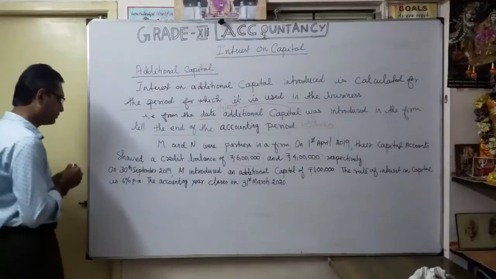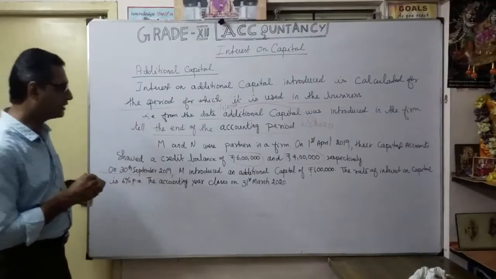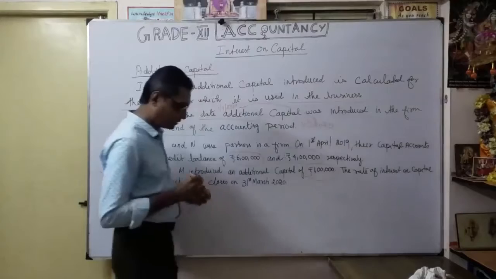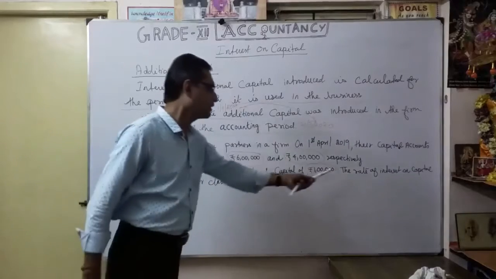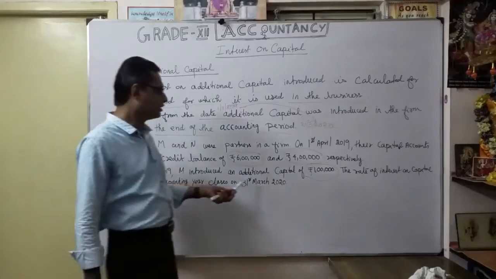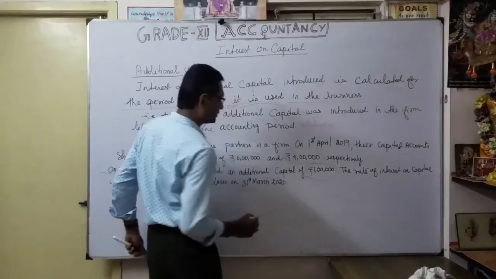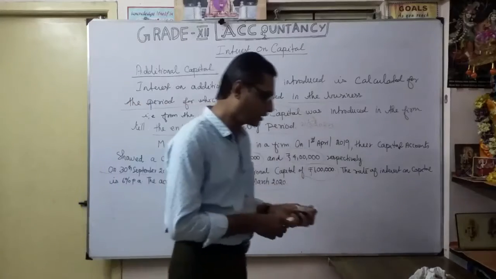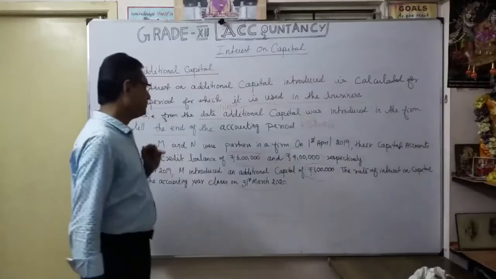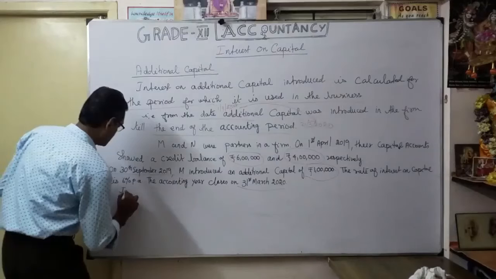On 30th September 2019, M introduced an additional capital of how much? 1 lakh. So this is the situation. The rate of interest on capital is 6%. The accounting year ends on 31st March 2020. So this is the information given. How are we going to calculate interest on capital for M and N? First for M.